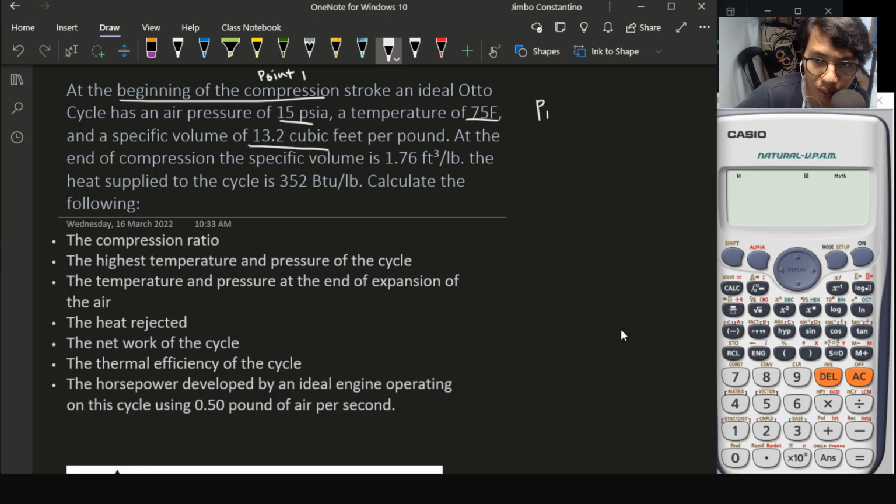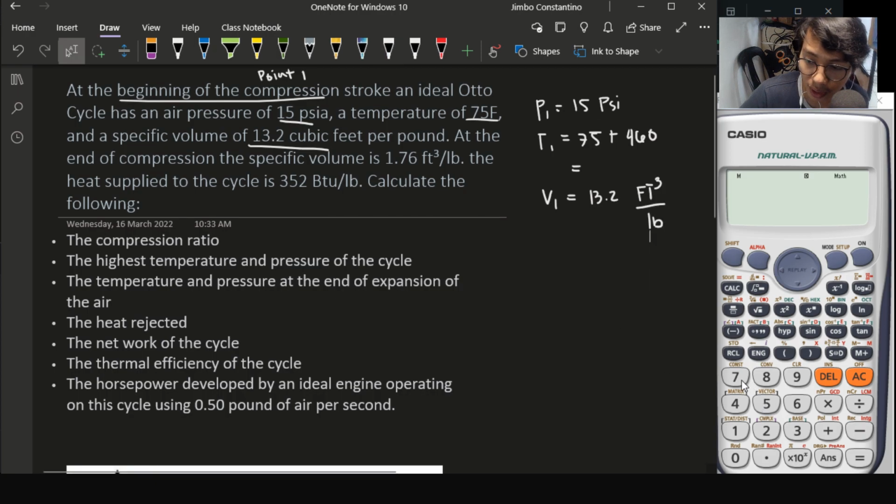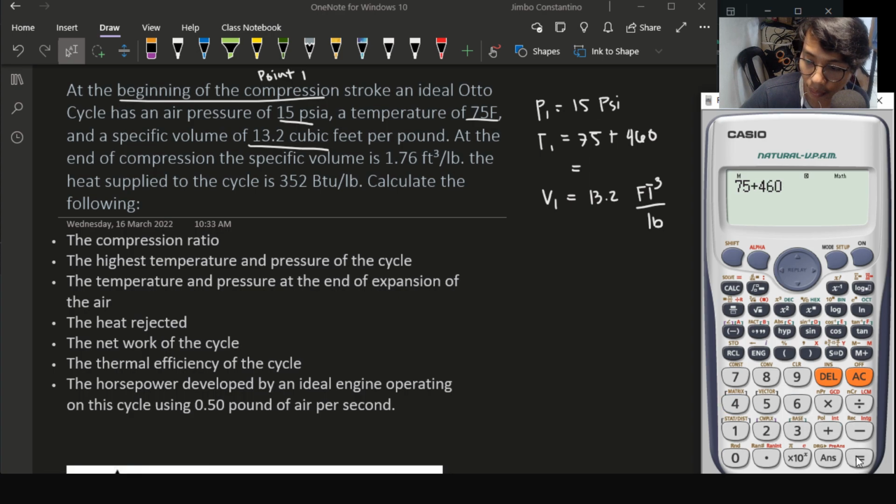So, meron kang P1 is at 15 psia. Meron kang T1 that is 75. Gawin na nating Rankine yan. V1 or the maximum volume is at 13.2 cubic foot per pound. Ayan. So, 75 plus 460. That is 535 degree Rankine.